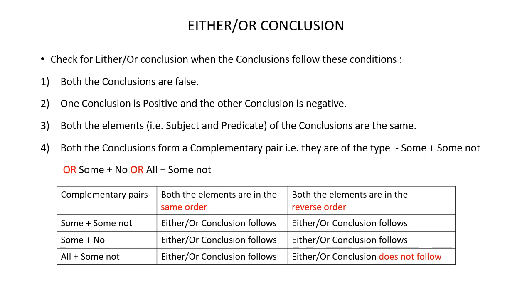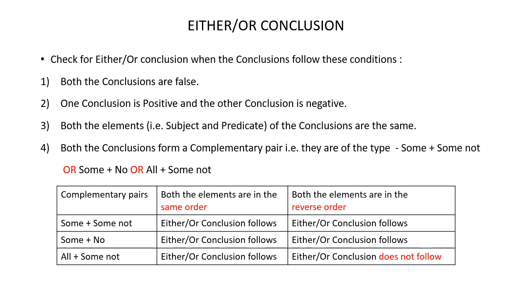They are in the same order. The subject and predicate of the conclusions are in the reverse order, means that the subject of the first conclusion will be the predicate of the second conclusion, and the predicate of the first conclusion will be the subject of the second conclusion. Thus, the subject and predicate of the two conclusions are in reverse order. So, you have to remember to check whether the subject and predicate of the conclusions are in the same order or in the reverse order.